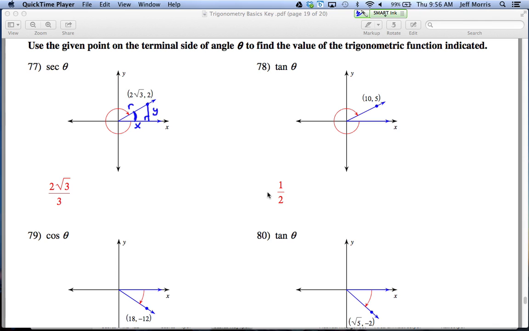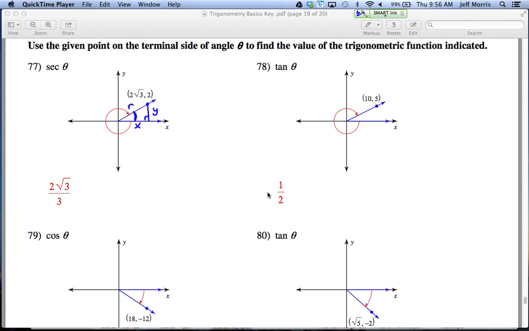That's the way you need to think of it in calc. You can't just think of it as opposite over hypotenuse, and adjacent over hypotenuse, and opposite over adjacent, and so on. You need to think of it in terms of x, y, and r. So the horizontal side is x, the vertical side is y, and this is r.